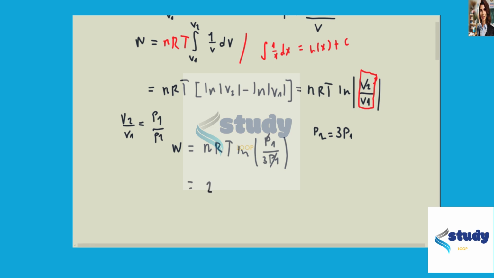2 times 8.314, then multiply with the temperature, which is 338 kelvins, multiply with the natural logarithm of 1/3, is going to be a negative number, since logarithm below 1 gives negative number as a function, and the dimensions are going to be in joules, since we're only dealing with elementary SI units.